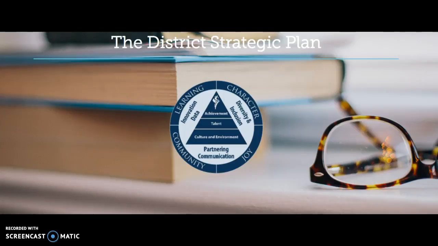Talent is the second part. Talent is not only the students' talents and achievements that they are achieving, but also the talent of our teachers and staff, recruiting and retaining that talent. And finally, the third pillar is achievement. This is student achievement and personal achievement in Richland 2. You have to have the other two in mind to reach achievement.